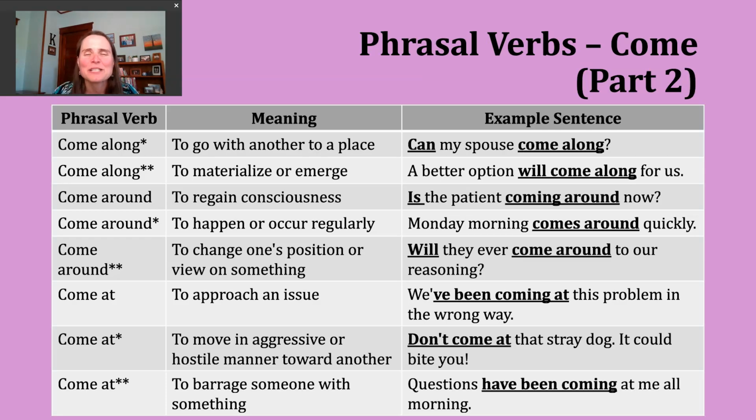Let's talk about the phrasal verb come around. This can also have a number of different meanings. We're going to talk about 3 of them. The first is to regain consciousness.